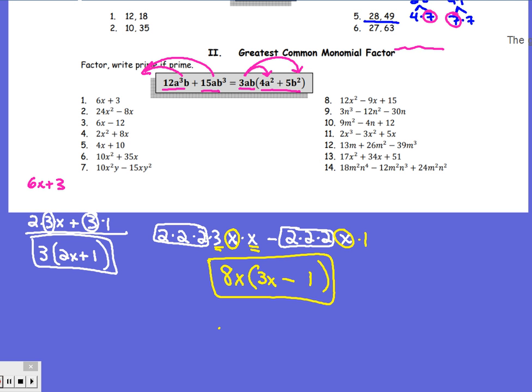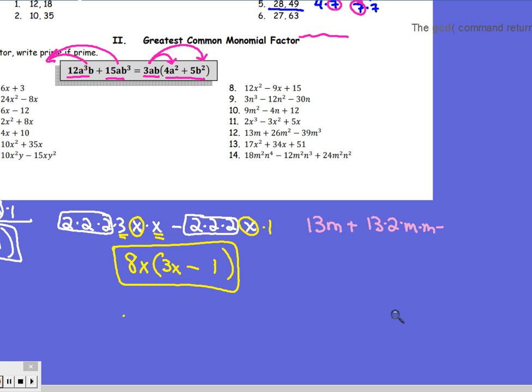There also are 3 terms. So over here, let's try this. 13, 13 times 2, 13 times 3. So I see some 13s in there. So here I have 13m plus 13 times 2 times m minus, oh, running out of space here, minus 13 times 3 times m times m times m.